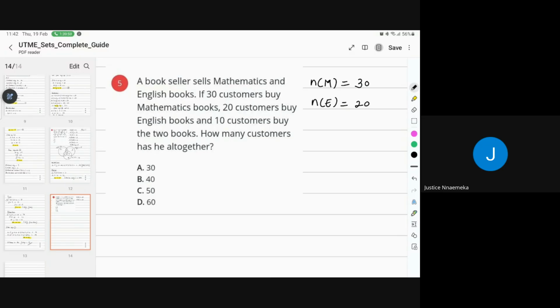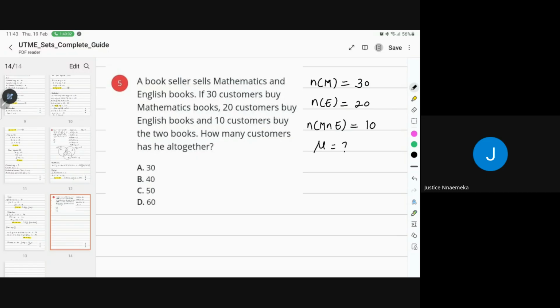Okay, 10 customers buy 2 books altogether. So the number that buys maths and English is equal to... maths and English is what? 10 customers buy the 2 books altogether. So people that buy the books altogether is about 10 of them. So how many customers do we have altogether? So the universal set is being asked of us.